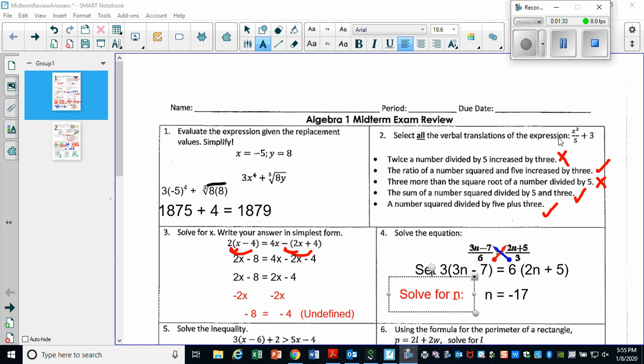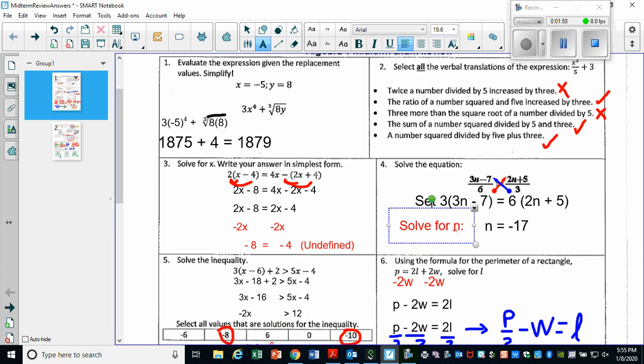1 did not work because x squared is not 2 times x. Be careful. A lot of us made that mistake, thinking x squared, you're multiplying the value of x by 2. Not at all. And then 3 more than the square root. X squared, that's an exponent. That's not the square root. Problem 3.